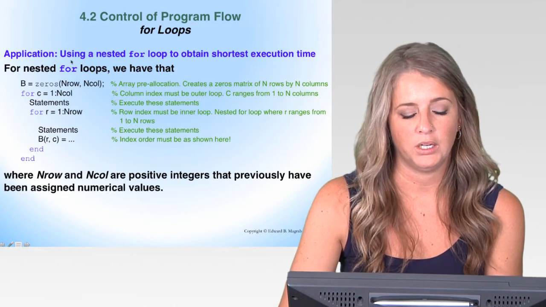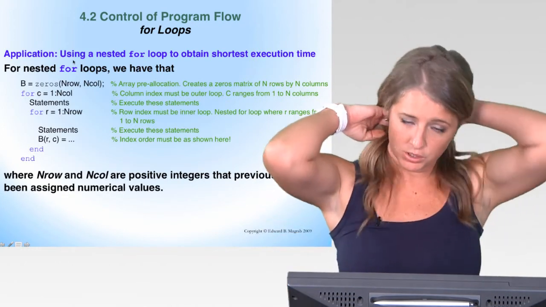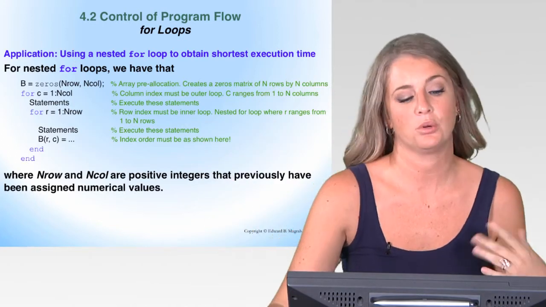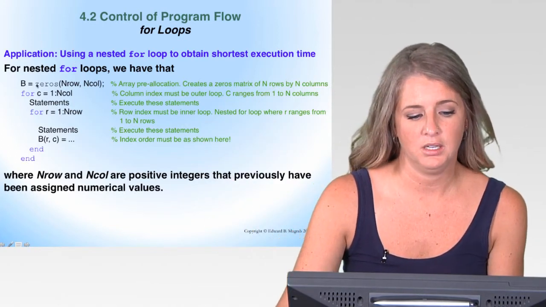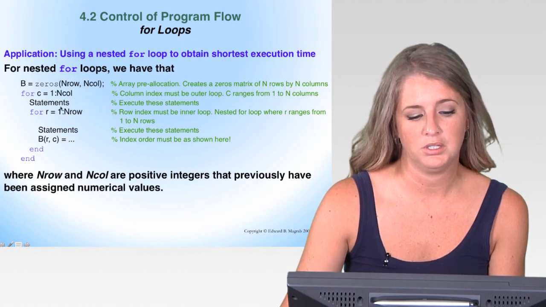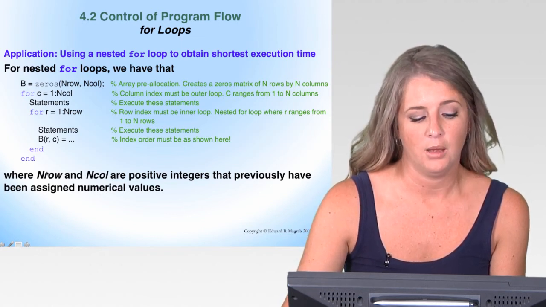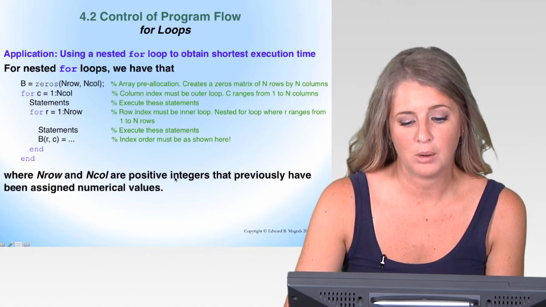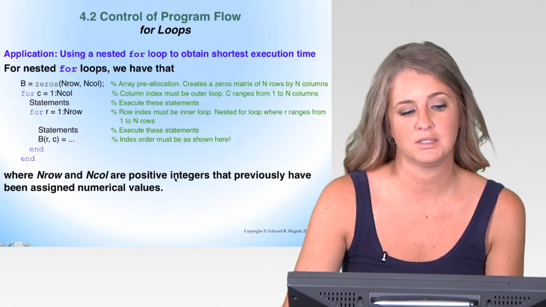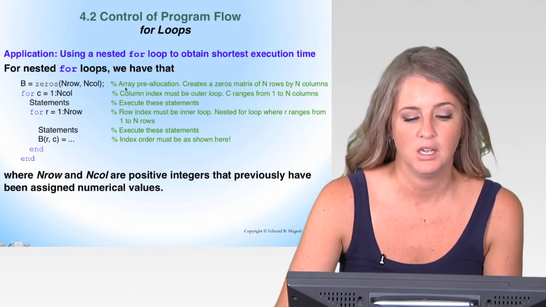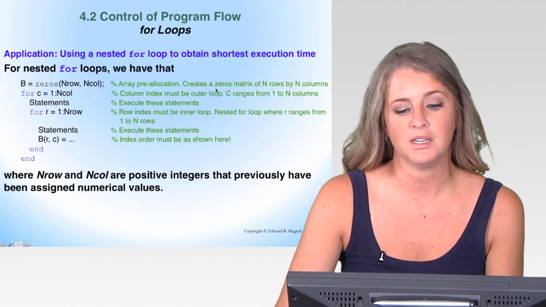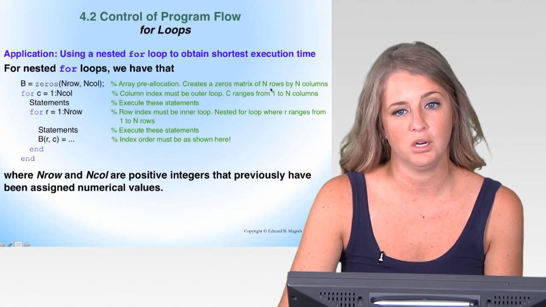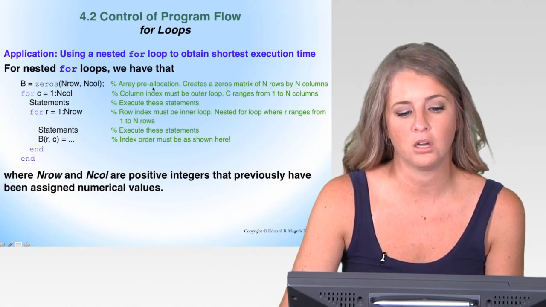All right, we can also use for loops to execute for the shortest execution time with nested for loops. And this here is the structure that you would need to use for that. Note that n row and n column are positive integers that previously have been assigned values. So again, we see this array pre-allocation here, but in this case, it's going to create a zeros matrix of n rows by n columns.